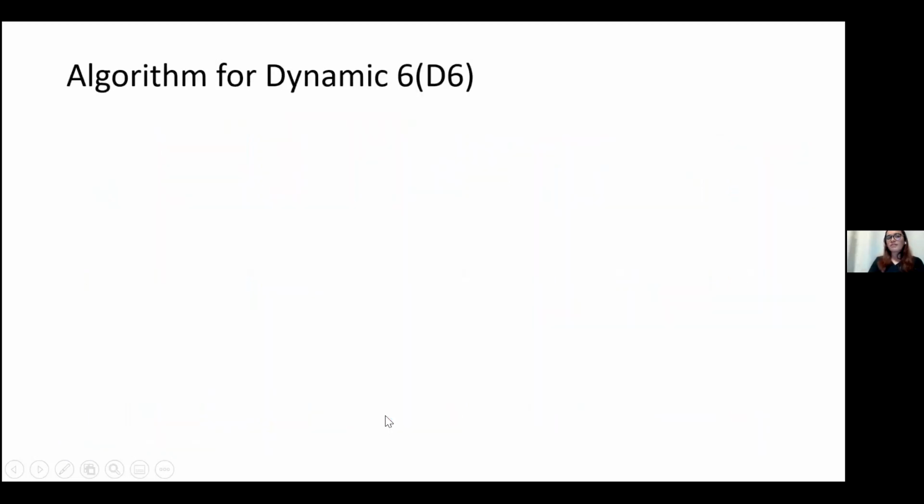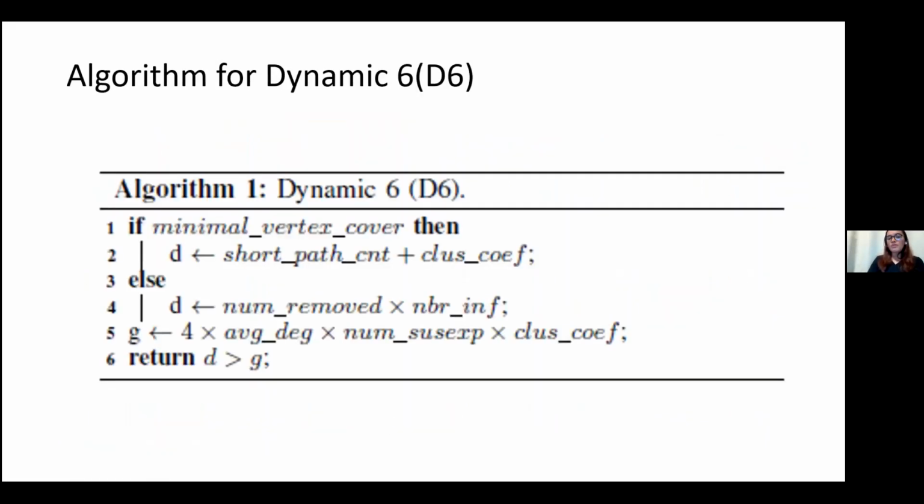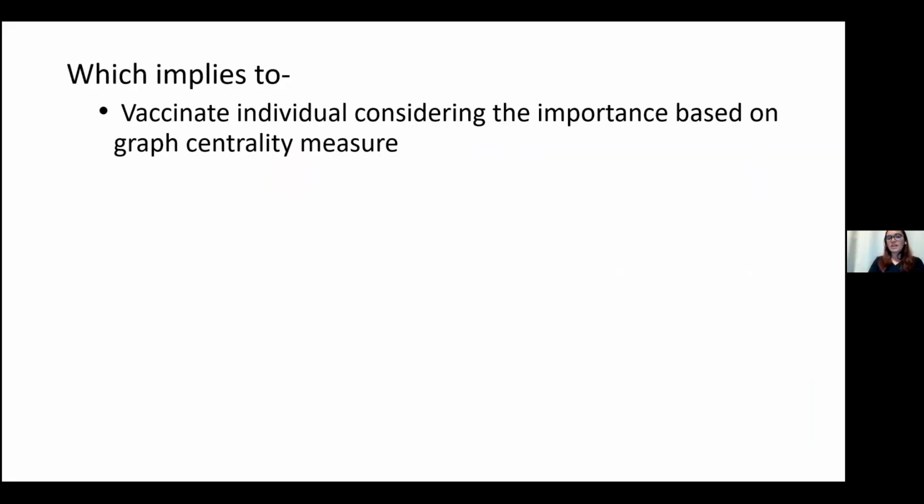So now let us have a look at this dynamic 6 algorithm, which is quite difficult to understand from here, but what it actually means is that we should vaccinate the individual considering the importance of the graph centrality measure. That means if one particular individual is connected to a person who is already infected, we should consider that individual also as a critical node and vaccinate that person. And eventually we should vaccinate more individuals, because as time passes, there is a chance of the infection reaching more people.